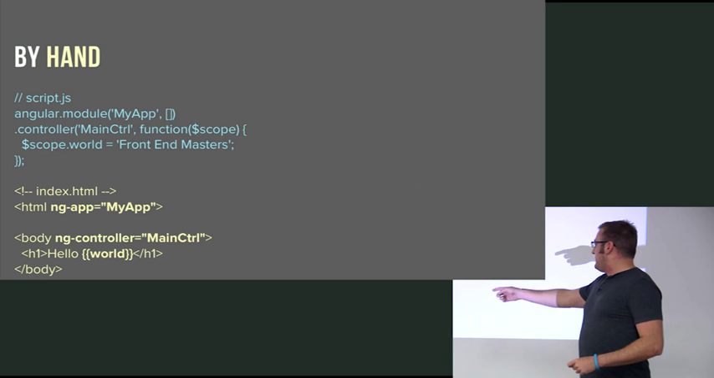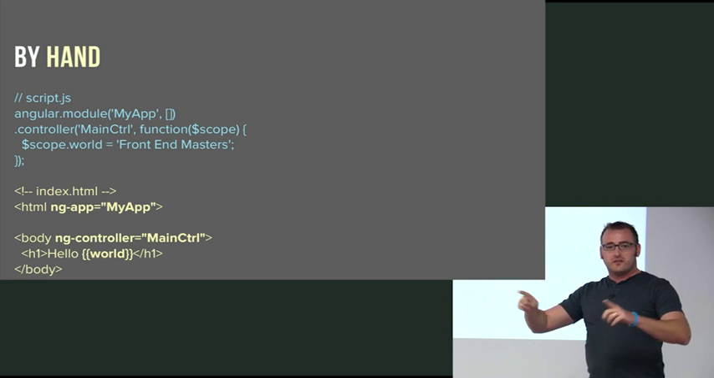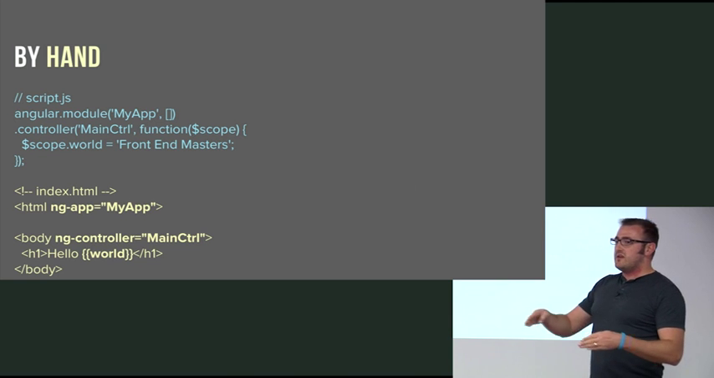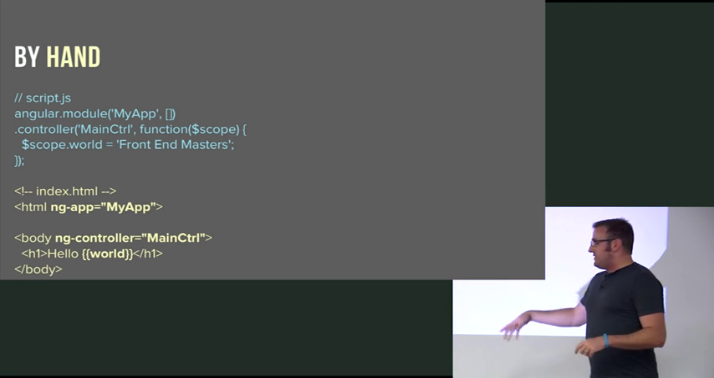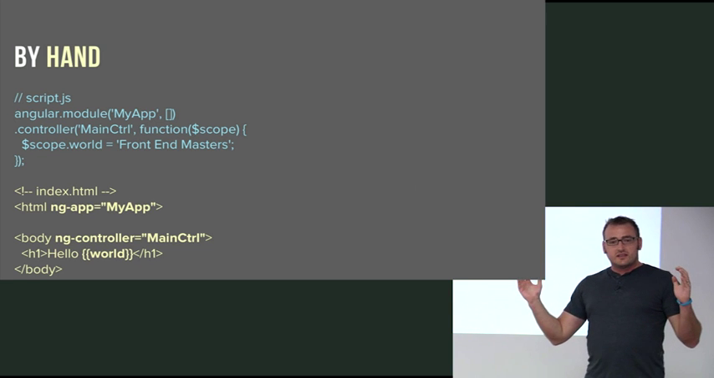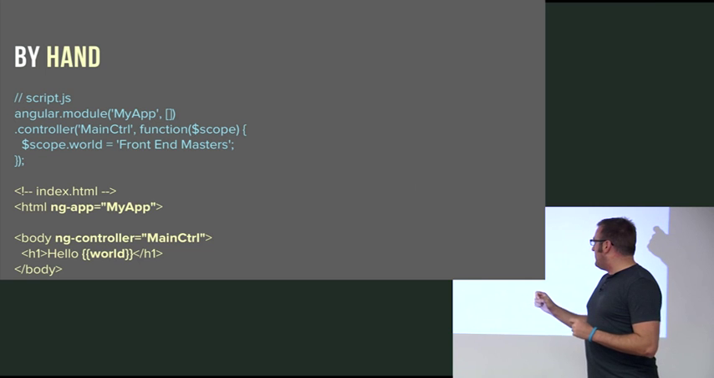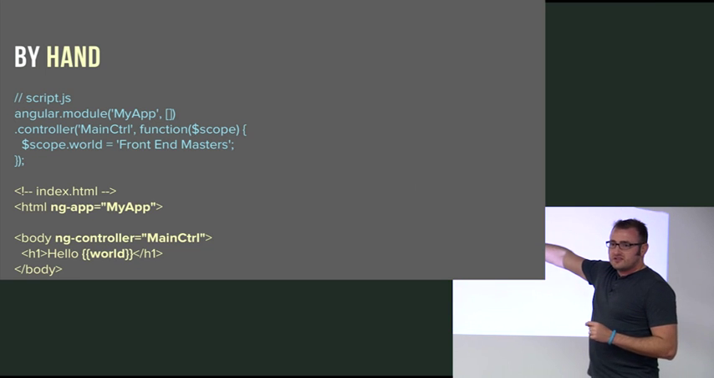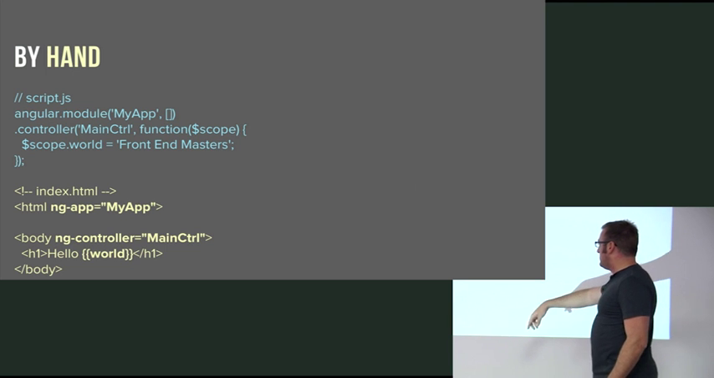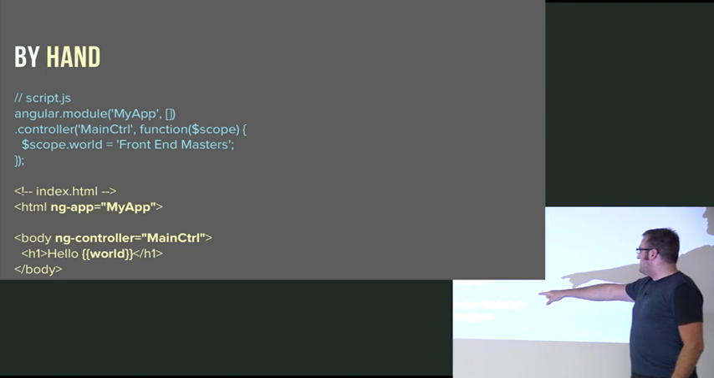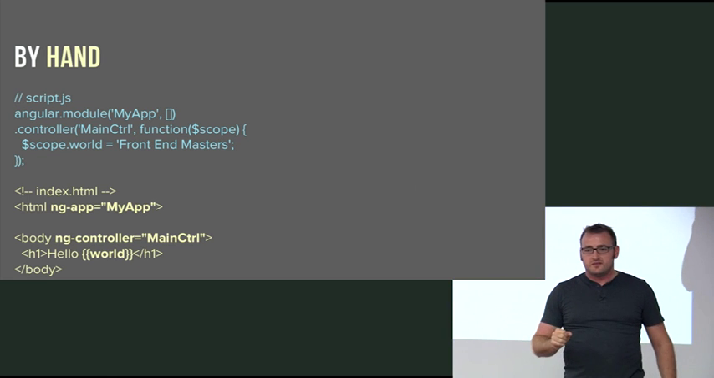And then from there, it's ng-controller. And then you say, this is the controller I want for this element. So once again, more perimeters. And then you have hello. And then you have the Angular binding syntax, which is double curly braces. And then the variable that you declared on scope, which in this case is world. So when this actually runs, world will be evaluated to Front-End Masters.